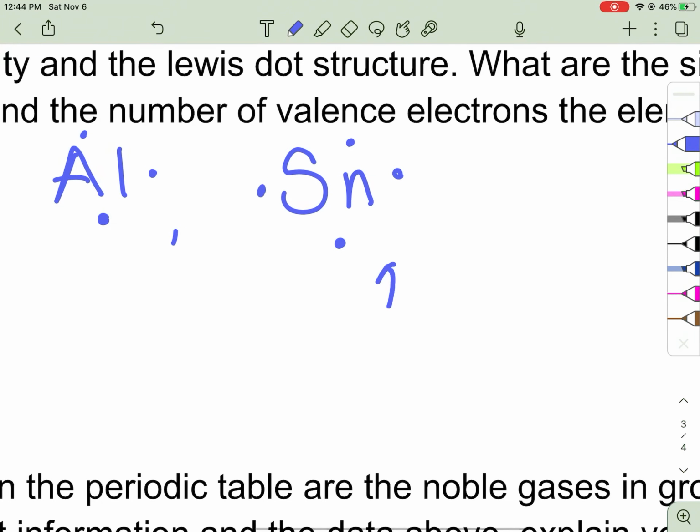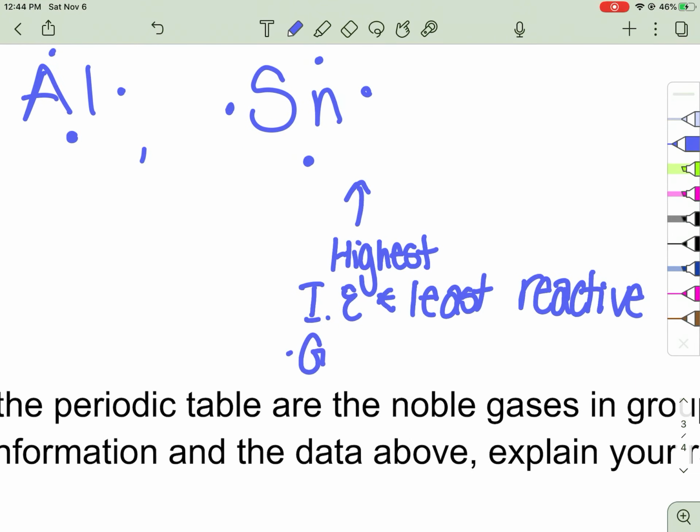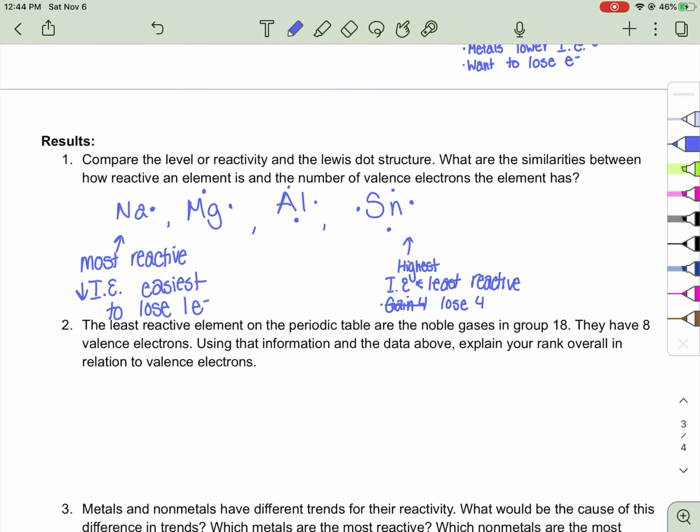Tin, yes, is a metal. It has the highest ionization energy out of the group, meaning it's going to be the least reactive. And again, the reason for that as well, it would have to either gain 4 electrons, or because it's a metal, it will most likely lose 4 electrons. And that takes a lot of energy to pull off those electrons.